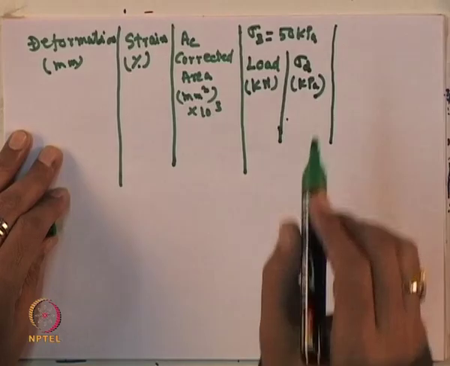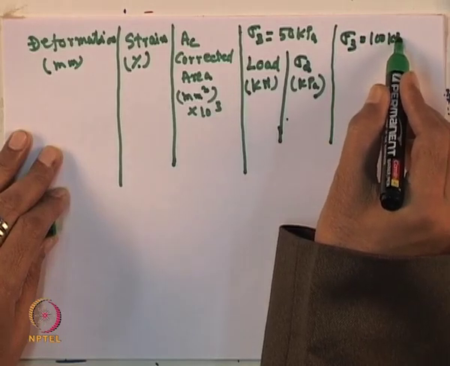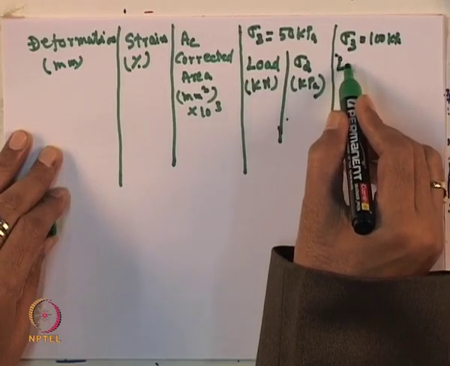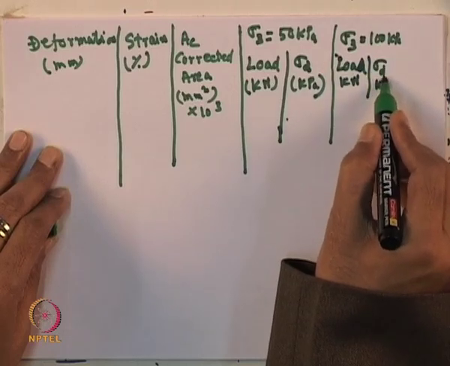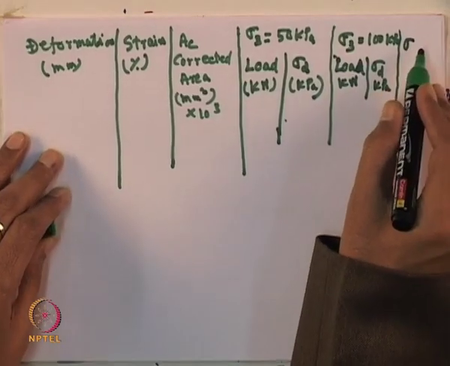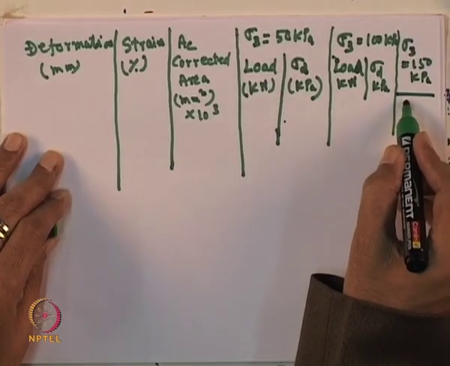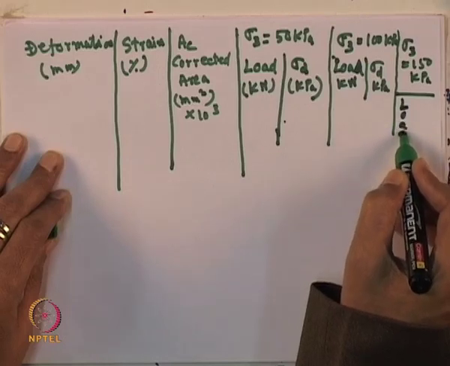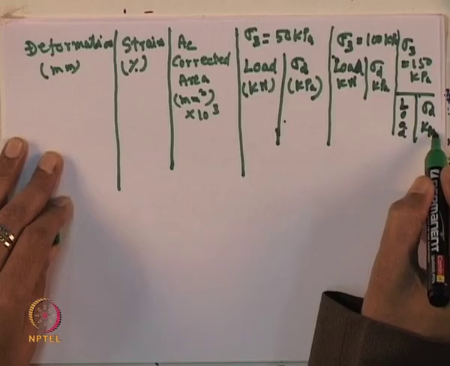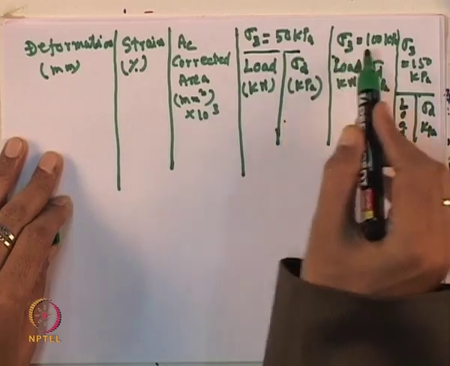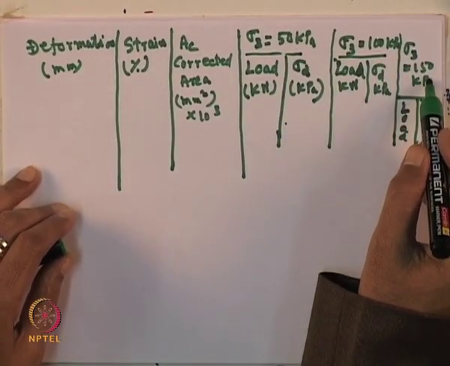Like this, you can also do it for another confining pressure, that is 100 kilopascal. What should be the load, in kilonewton, and the sigma d, the deviator stress, in kPa. Similarly, for another confining pressure of 150 kilopascal, you can determine the load, and also calculate sigma d, that means the deviator stress, in kPa. So, under different confining pressure or cell pressure, it may be 50, 100, or 150 kilopascal.